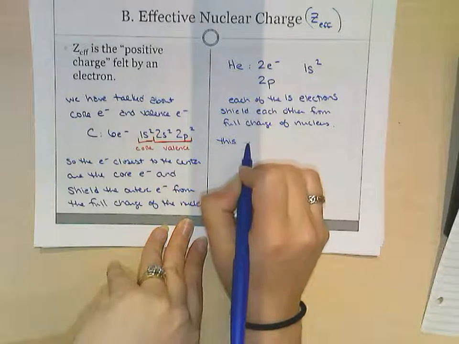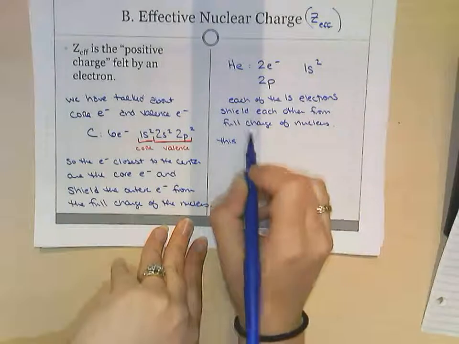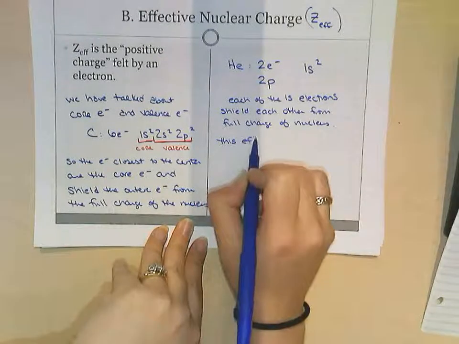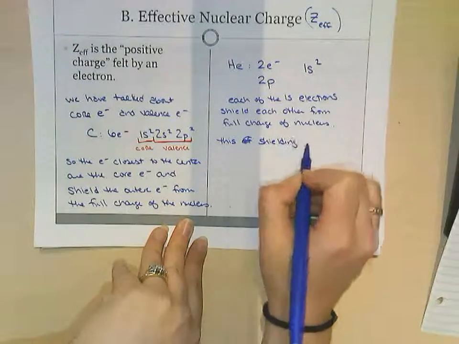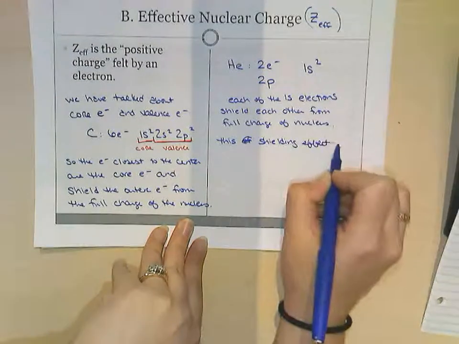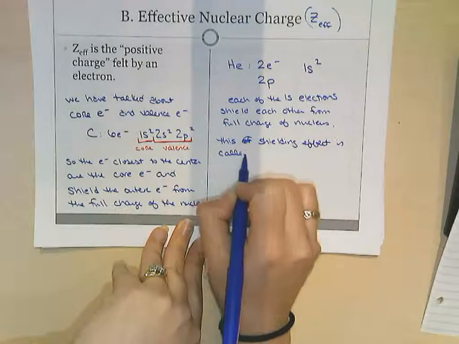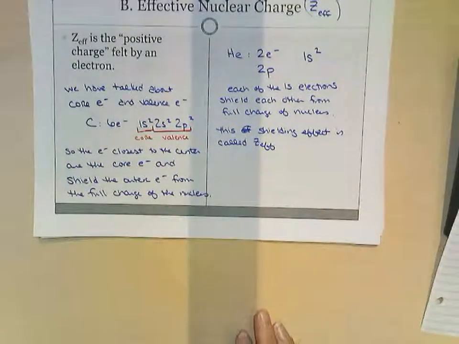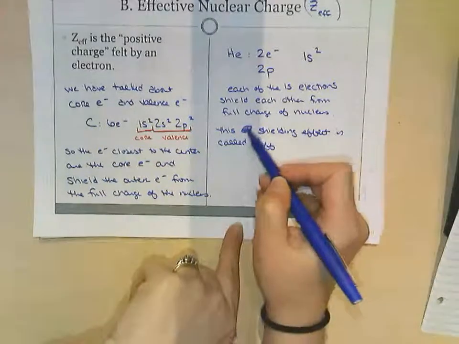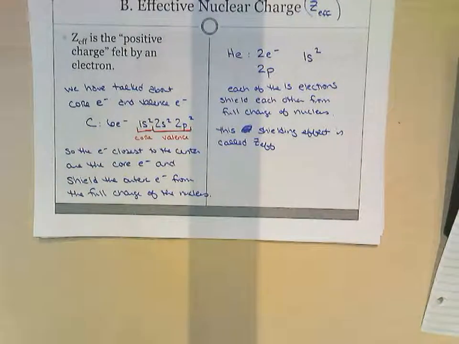So this shielding effect is called the effective nuclear charge. We can calculate approximately how much shielding each electron is giving to each other.